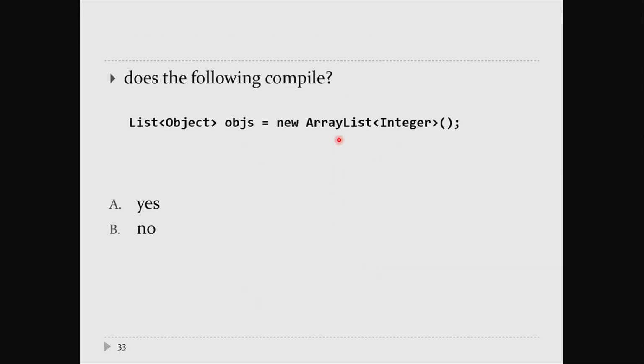So does that compile? The answer is no. ArrayList is substitutable for List, but ArrayList of Integer is not substitutable for a List of Object. So when you try to do this, that type matters. In terms of substitutability, this type now matters. For arrays, it doesn't matter until runtime. This error is caught at compile time.